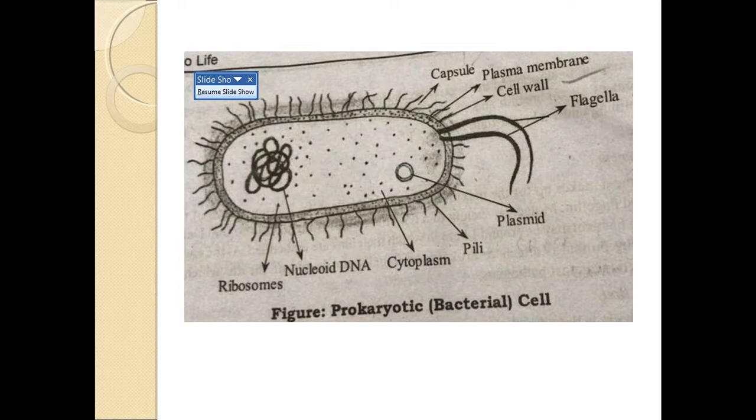Next we have ribosomes. Ribosomes here contain some proteins. Ribosomes are the main site for protein synthesis. Proteins are produced, or synthesized, at the structures called ribosomes.